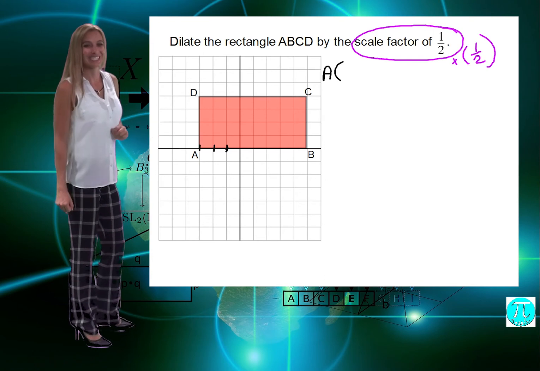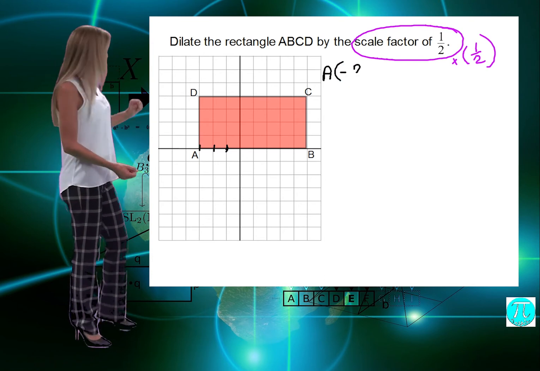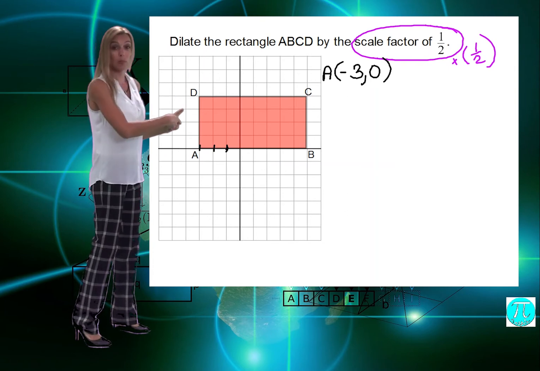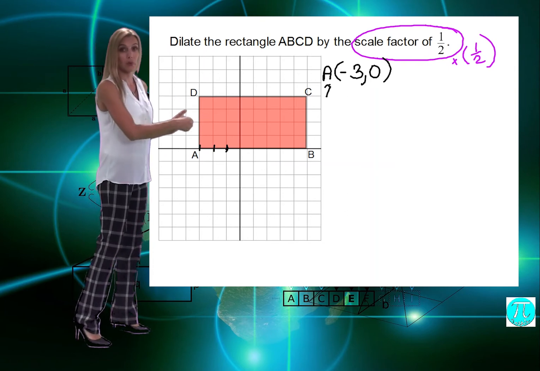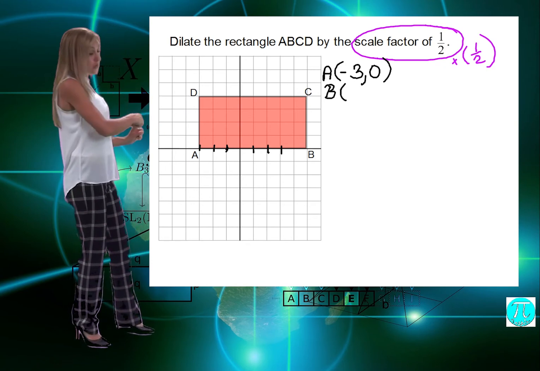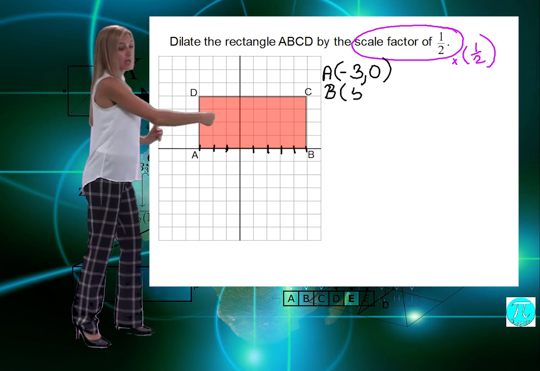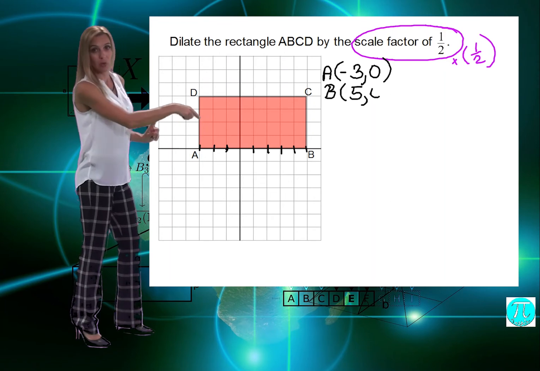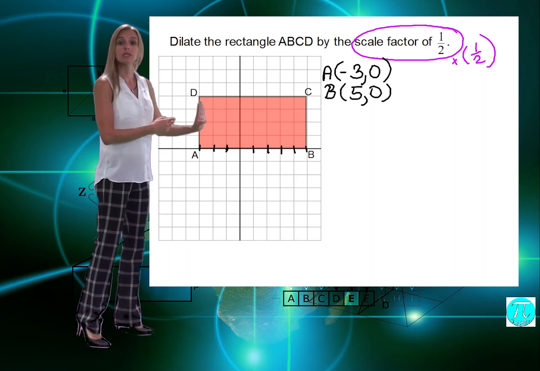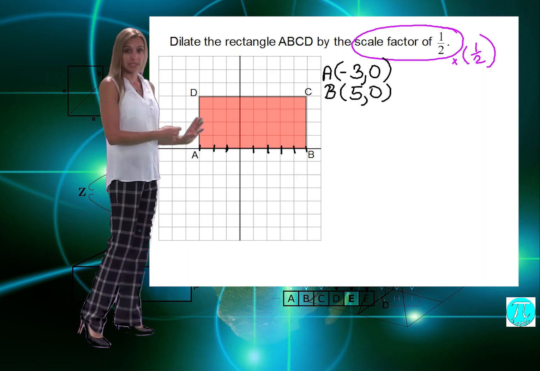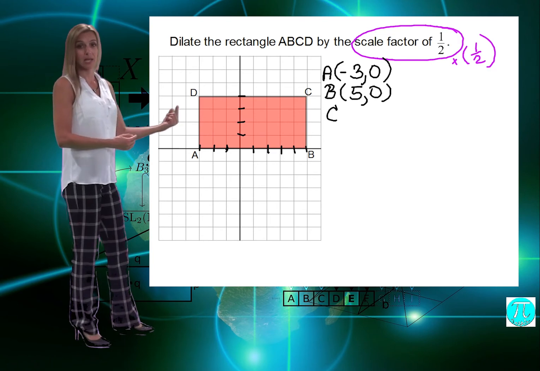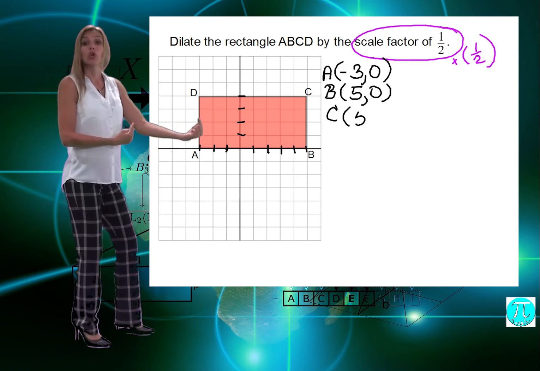All right, let's get coordinates for A. Point A coordinates is -3, and we did not go up or down, so it's -3 and 0. Point B, from the origin, is 5 and 0. We did not go up or down. Now we're going to look at our point C. Point C is 5, also on the x-axis, and then we went 4 units up.